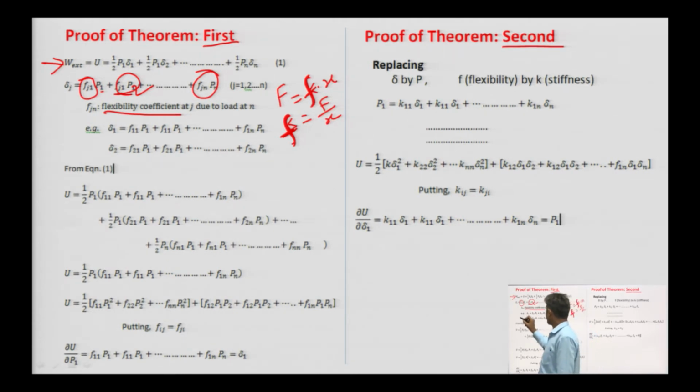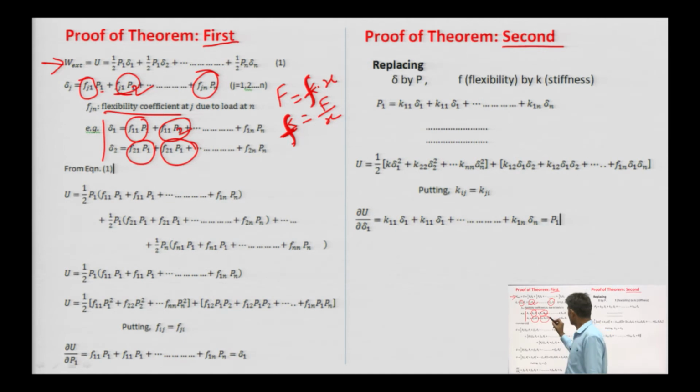So, displacement can be written as del 1, del 2. This one part is the displacement due to load P 1, and this is the displacement at joint 2 due to load P 1. This is again the displacement at joint 2, displacement at 2 due to load P 2.